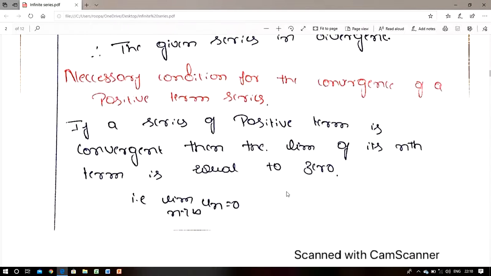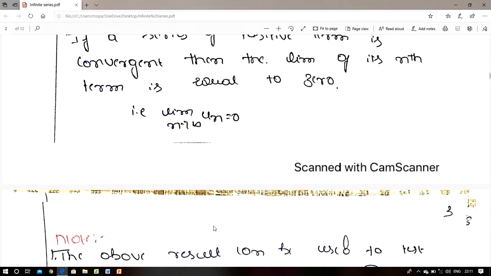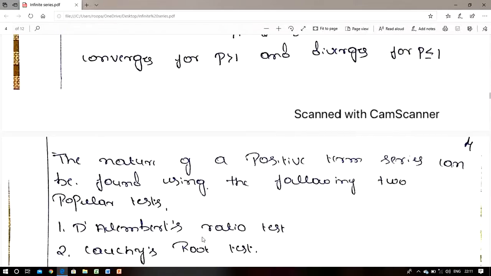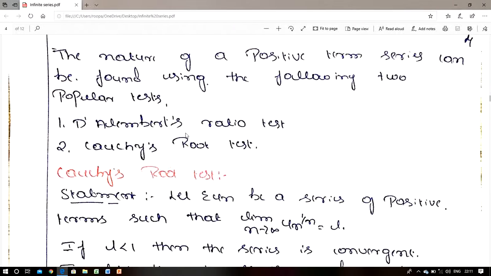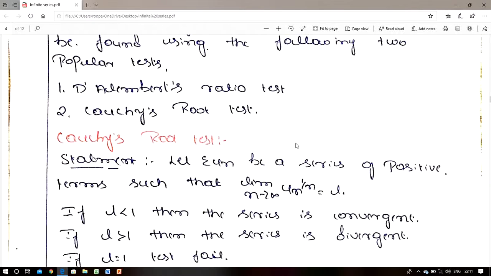Next, the necessary condition for the convergence of a positive term series. If a series of positive terms is convergent, then the limit of its nth term is equal to 0. That is, limit n tends to infinity, un is equal to 0. Next we come to the nature of the series. Here we have two tests: one is D'Alembert's ratio test and the other is Cauchy's root test. First I discuss Cauchy's root test.